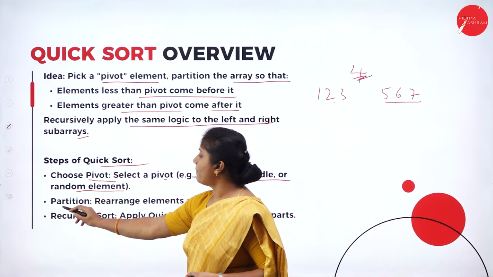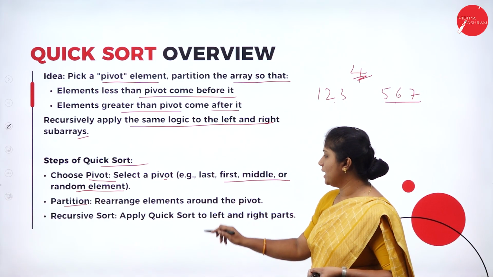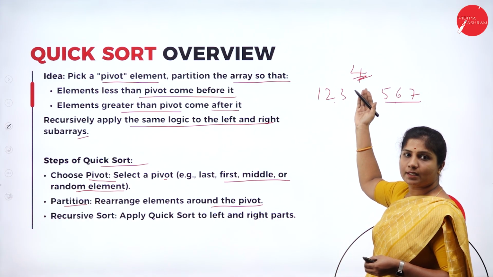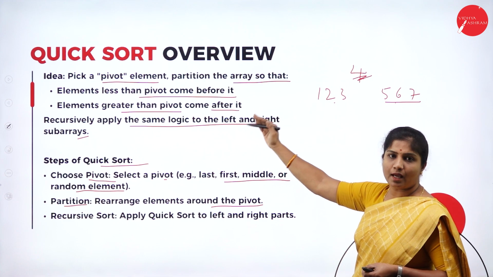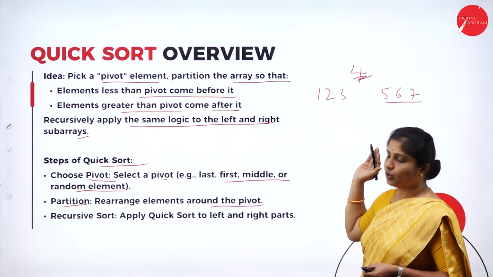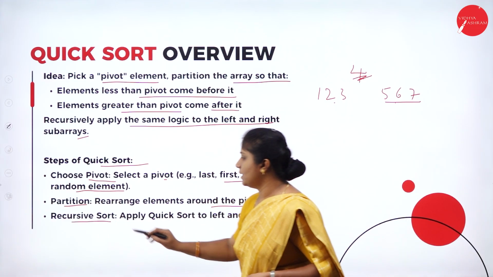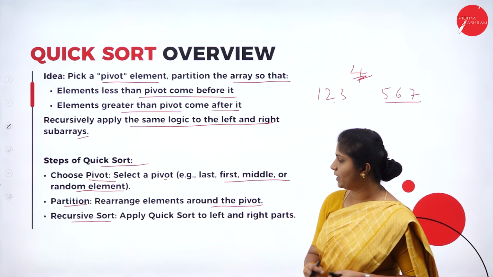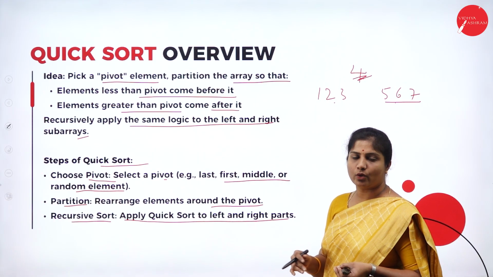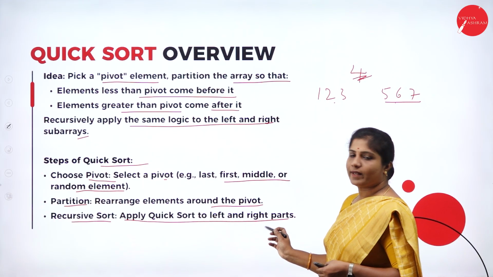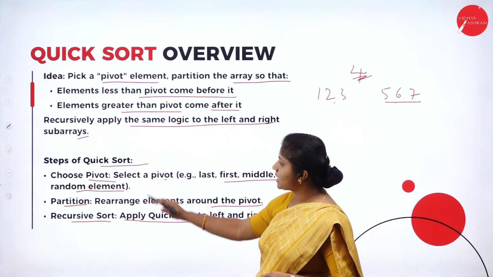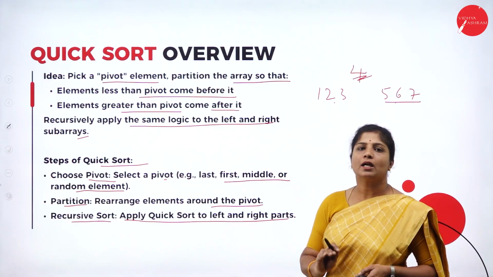Okay, next, partition. So rearrange the elements around the pivot as I said here. Okay, the lesser numbers, place them on the left side, and the greater numbers, place them on the right side of the pivot element. Hence we need to solve it recursively. That means we are going to apply quicksort recursively, applying quicksort to the left and right subarrays. Okay, so this is how we need to follow the steps for quicksort.